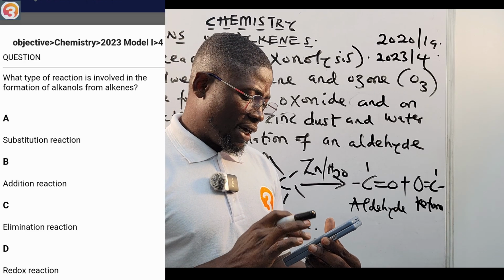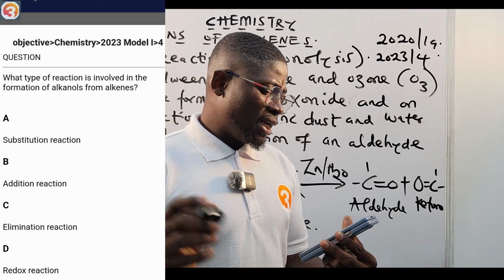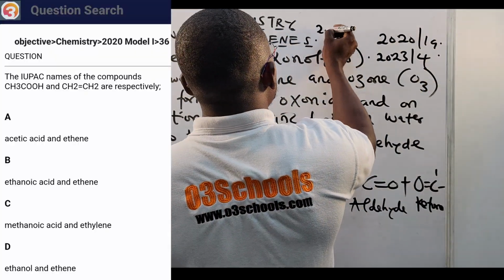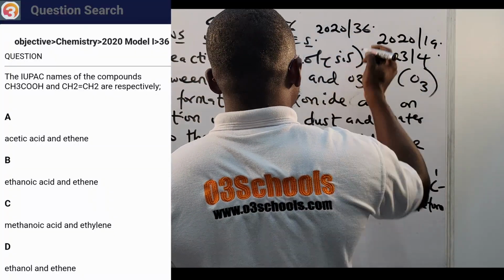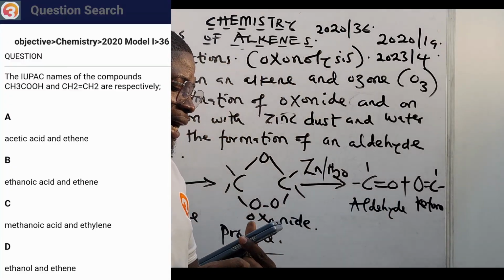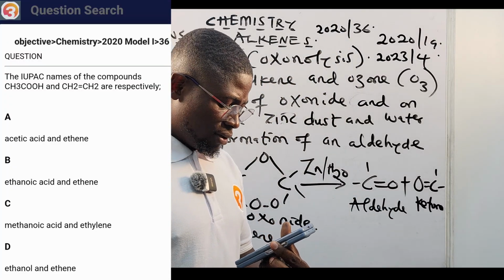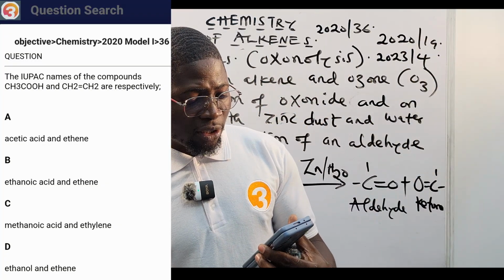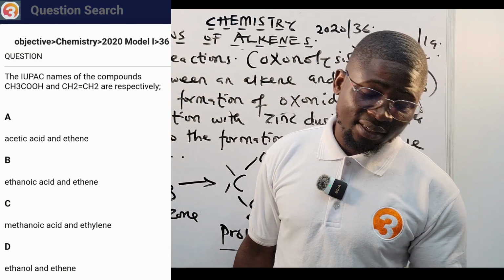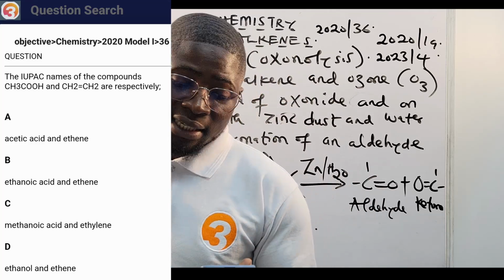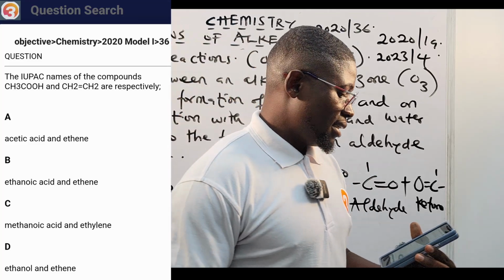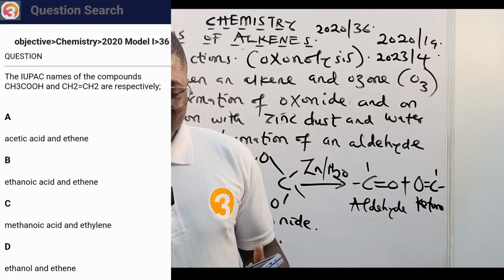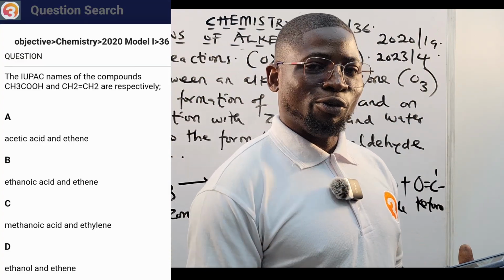So do you still have any question we want to look at? Okay, this is a 2020 question, number 36. It says, the IUPAC names of the compounds CH3COOH and CH2 double bonded to CH2 are, respectively, CH3COOH, we have not gotten to carboxylic acids yet, but that is ethanoic acid. Then CH2 double bonded to CH2 is obviously ethene. That's why our correct answer there will be option B.